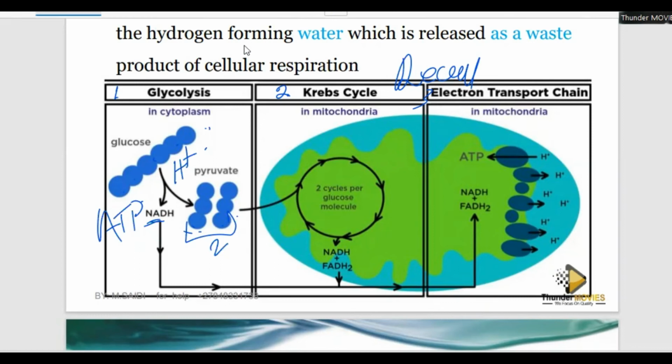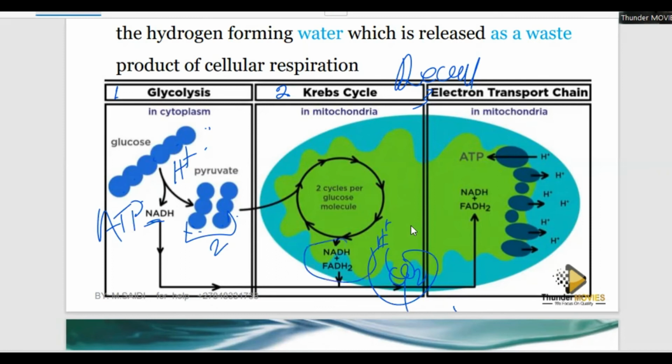Point number 2 is the Krebs cycle. The pyruvate, which is formed, the 3 carbon atom molecule, enters the Krebs cycle, and it will undergo a series of reactions and then produce hydrogen ions. It does not stop there. It also produces carbon dioxide. Carbon dioxide is moved out of the system, and then the hydrogen ion will combine with the NAD and the FAD to form NADH and FADH.